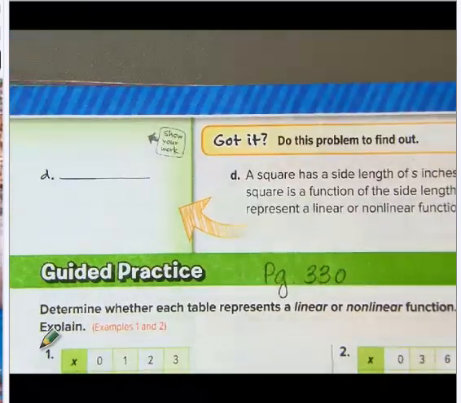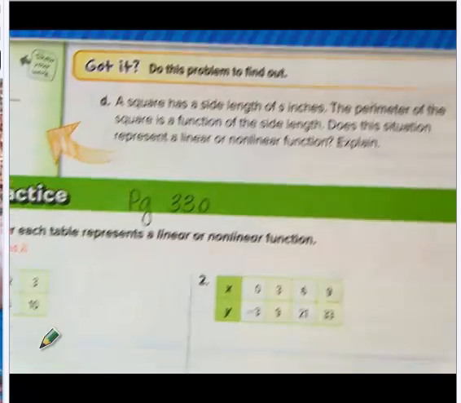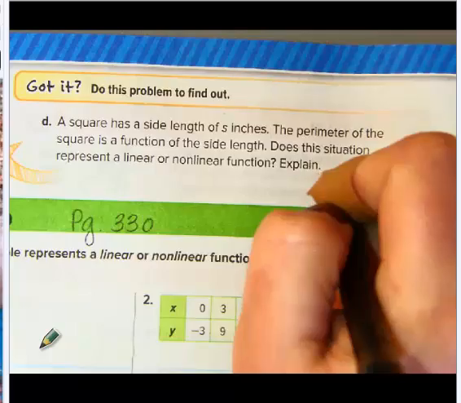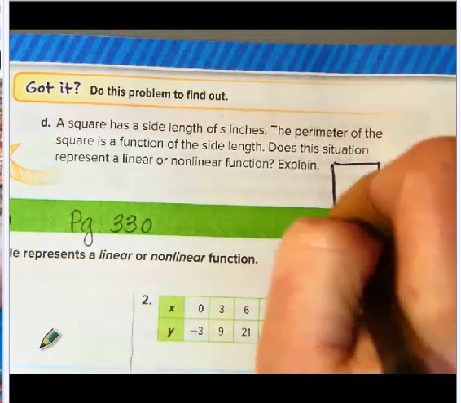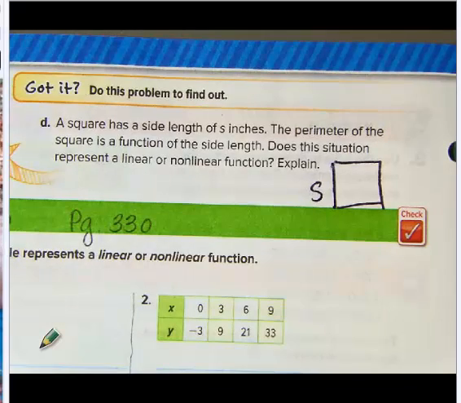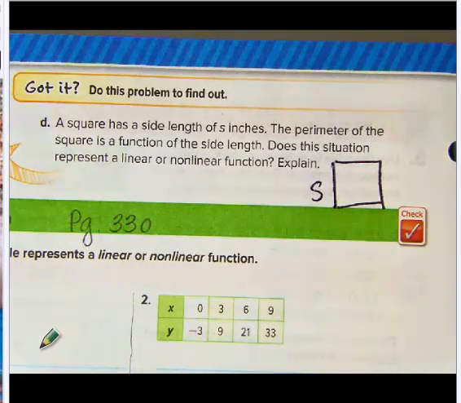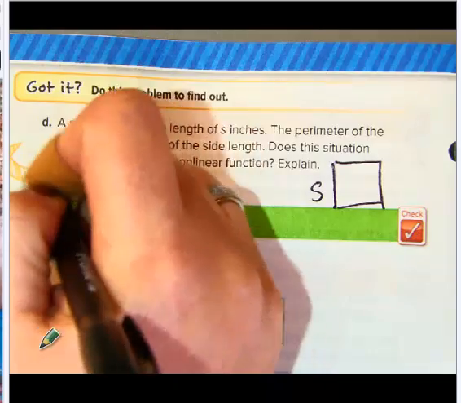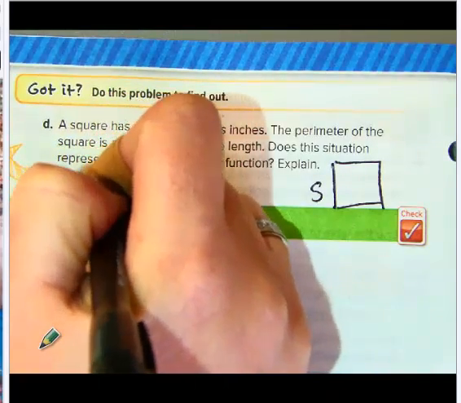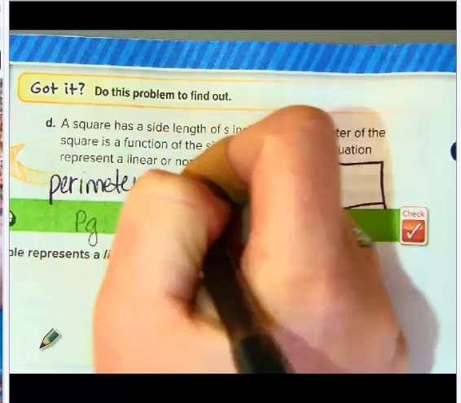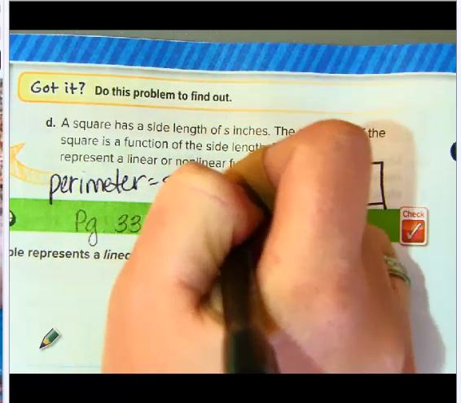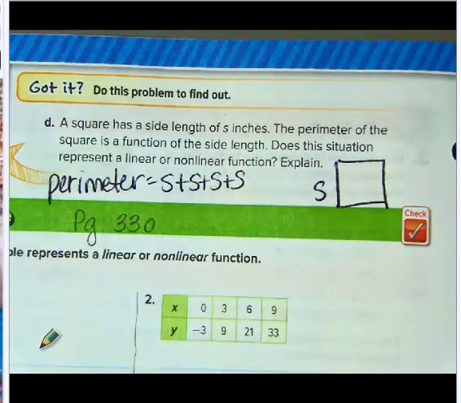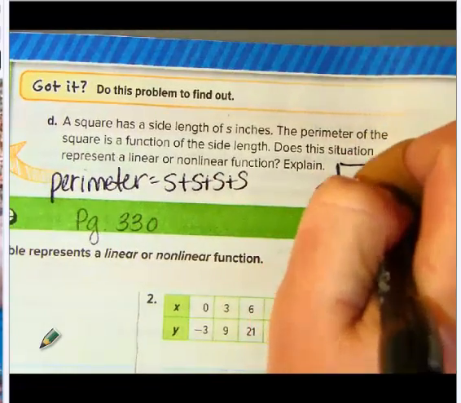It says, a square has a side length of s inches. Okay, so we're talking about a square, and it's s inches long. The perimeter of the square is a function of the side lengths. Does this situation represent a linear or non-linear equation? So the perimeter, hopefully you know that perimeter is when you add it all around. So I have an S plus S plus S plus S. Because it's a square, all the side lengths are the same size.